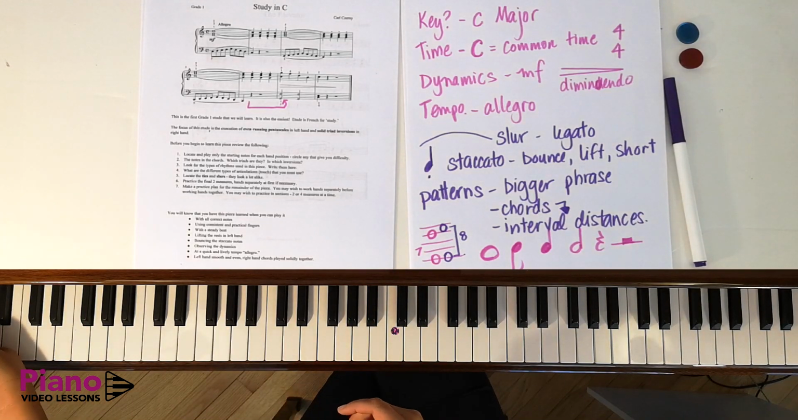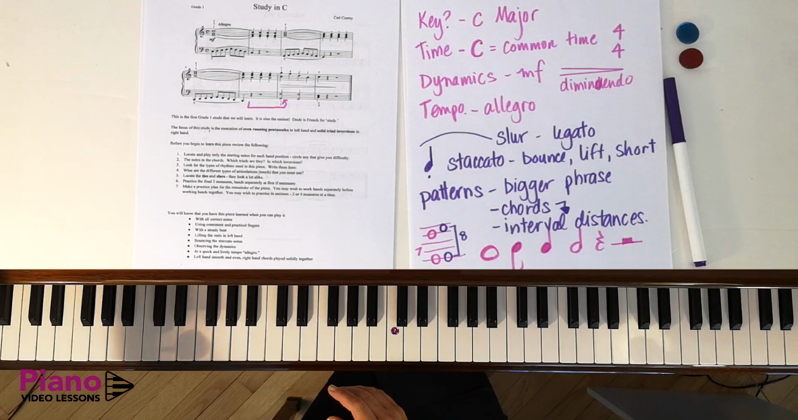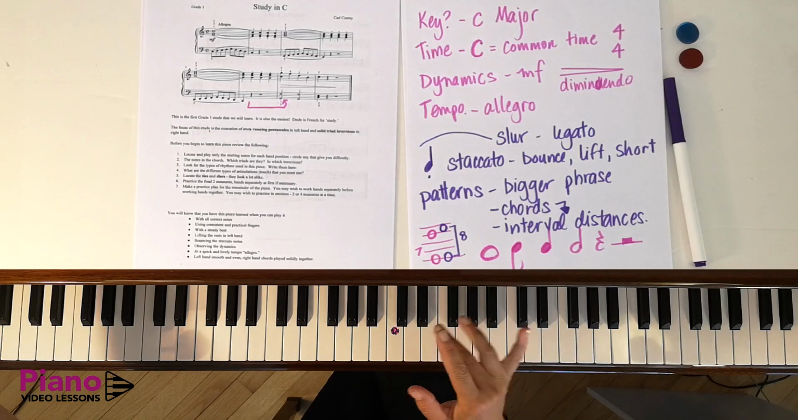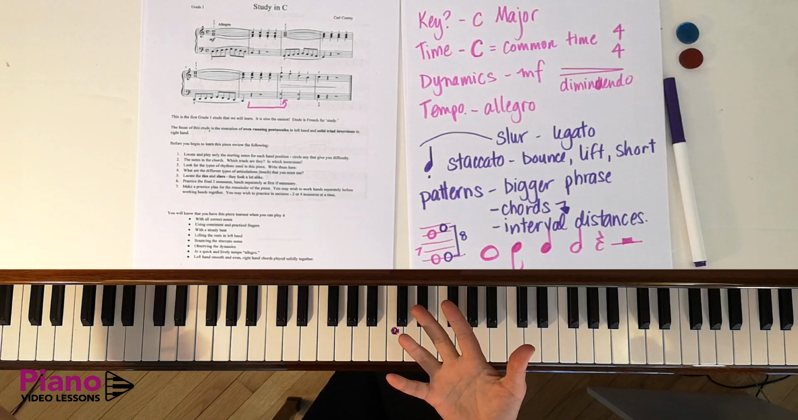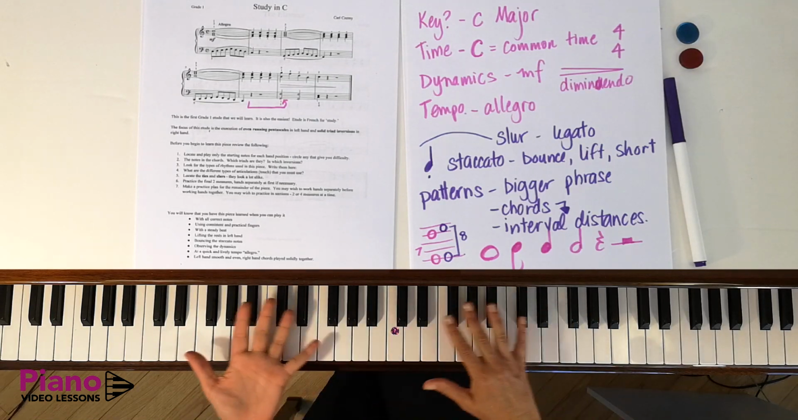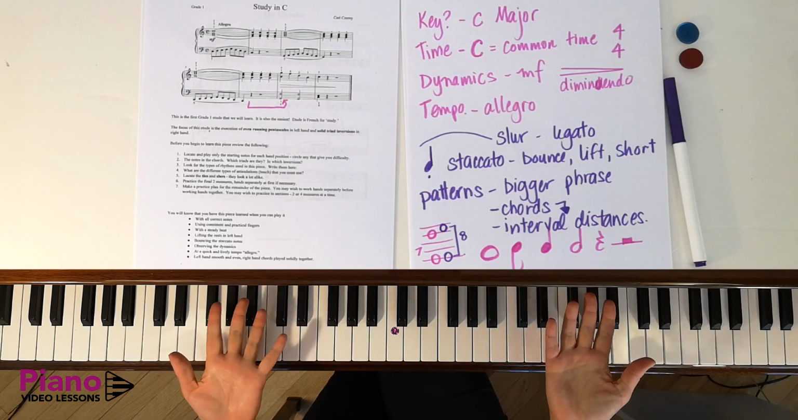So that is the study in C by Carl Czerny, and in our next lesson we're going to come back and do a little bit more technical studies, a little bit more exercises. We're going to do the broken triads that go along with the solid triads for the major keys in right hand and left hand.